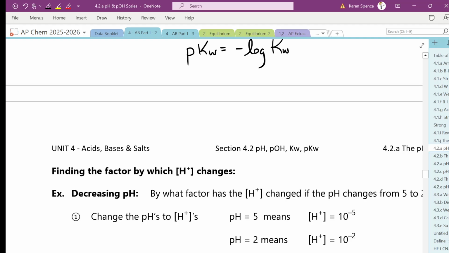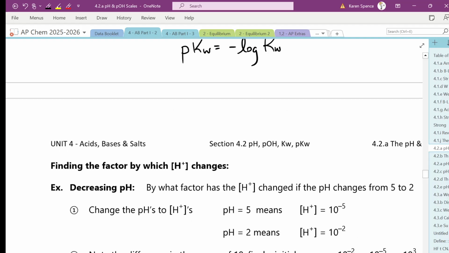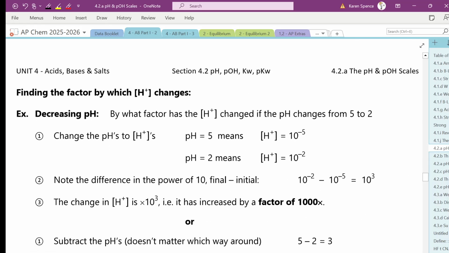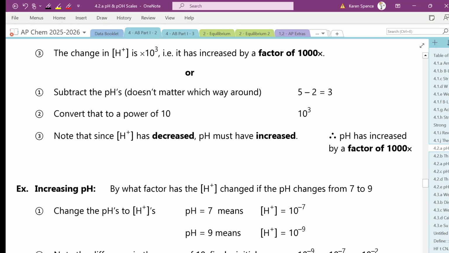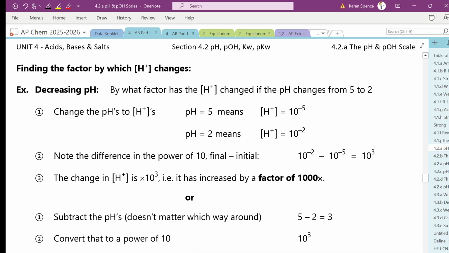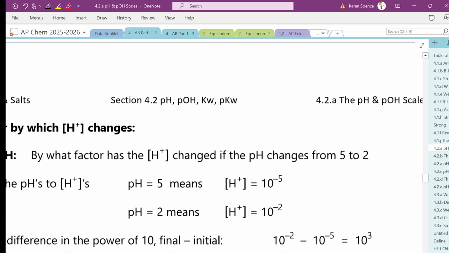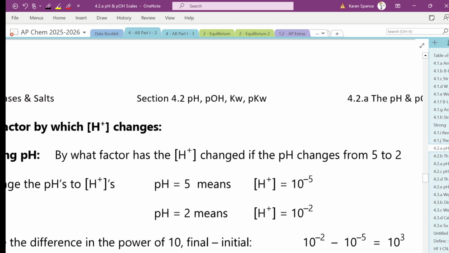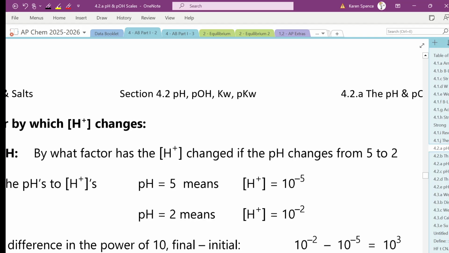Finding the factor by which hydrogen changes. I think we already did this, didn't we? I think this is a review. By what factor has hydrogen changed if pH changes from 5 to 2? Haven't we done this already? But it's good review. If the pH changes from 5 to 2, by what factor has hydrogen changed?